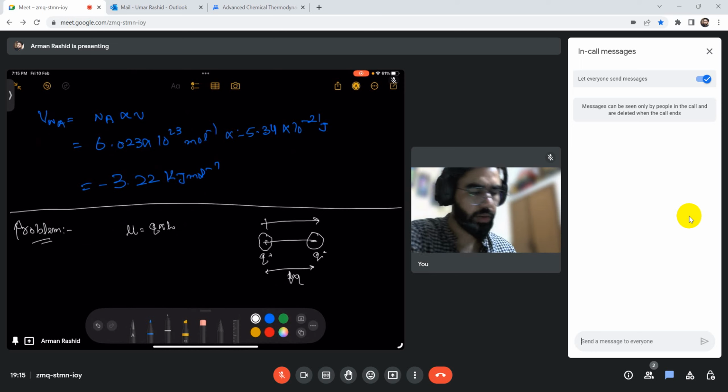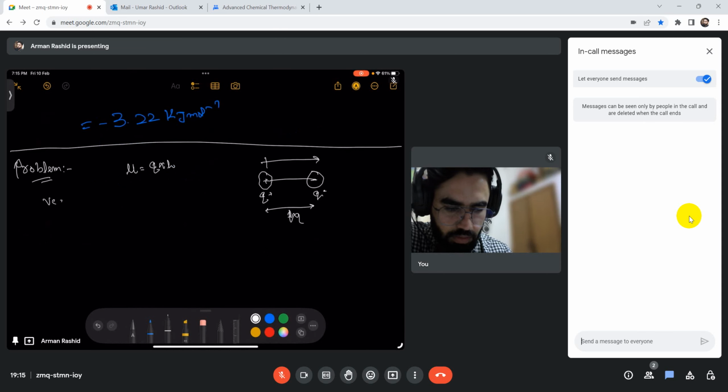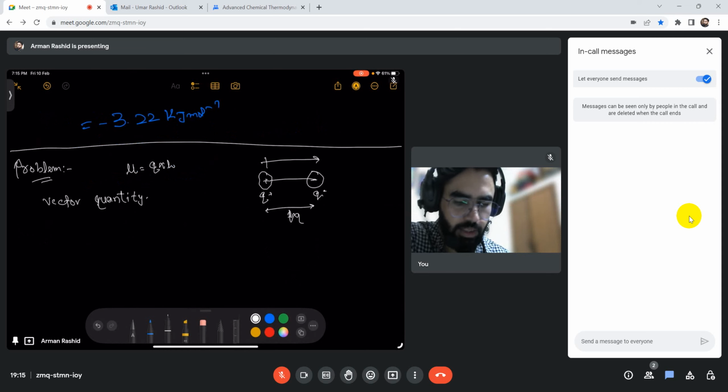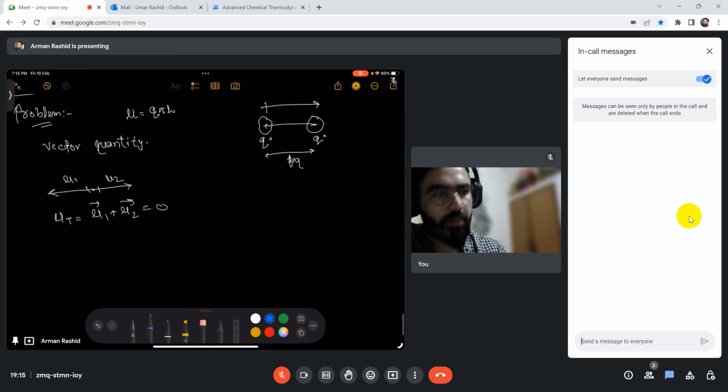Now if we have multiple dipole moments, as I told, dipole moment is a vector quantity. So for example, if we have a dipole moment along this direction equal to mu1, and a dipole moment along this direction equal to mu2, and we add them up vectorially, we will find that mu-t, which is mu1 plus mu2 as vectors, will be 0. Similarly we are trying to solve here. For that we need to know the structure of these molecules.